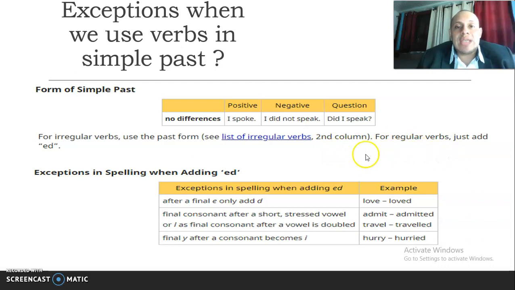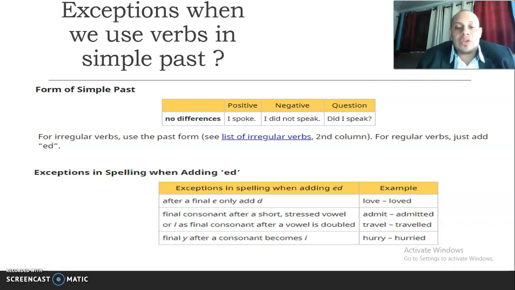For regular verbs, all you have to do is add E as in Edward, D as in Dale. There are some exceptions in the spelling when adding ed, and we need to know the rule. After a final E, only add a D. For instance, love, if you notice there is a final E, so all we have to do to make it simple past is just add this D. So instead of saying love, we say loved.